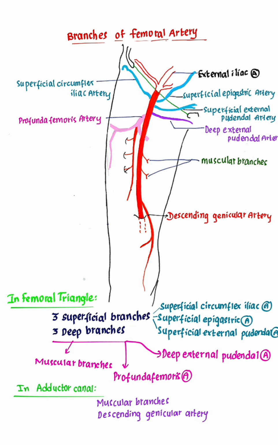Branches of femoral artery. Femoral artery in the femoral triangle gives 3 superficial branches and 3 deep branches. 3 superficial branches are superficial circumflex iliac artery, superficial epigastric artery, superficial external pudendal artery. 3 deep branches are muscular branches, profunda femoris artery, deep external pudendal artery. In the adductor canal, femoral artery gives muscular branches and descending genicular artery.